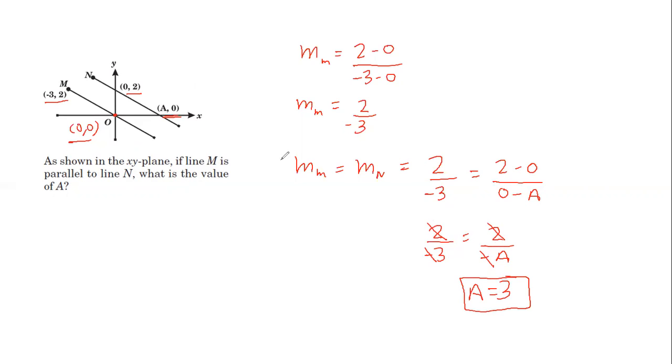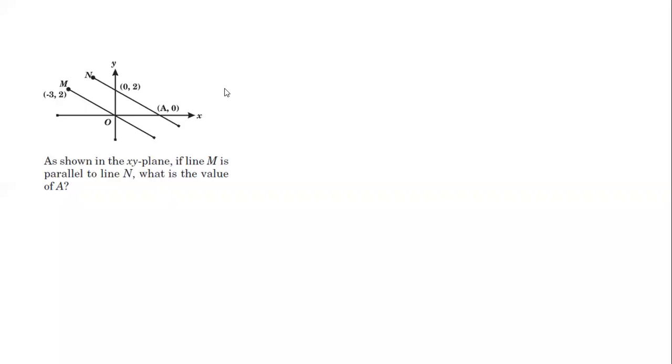So if we see, this question was just dealing with the fact that if two lines are parallel, their slopes will always be equal. So slope of line M is equal to slope of line N. I know the slope of line M, and hence I know the slope of line N. I just equate it with the formula and I'll get the missing coordinate. I hope this question is clear. Now moving to the next question.